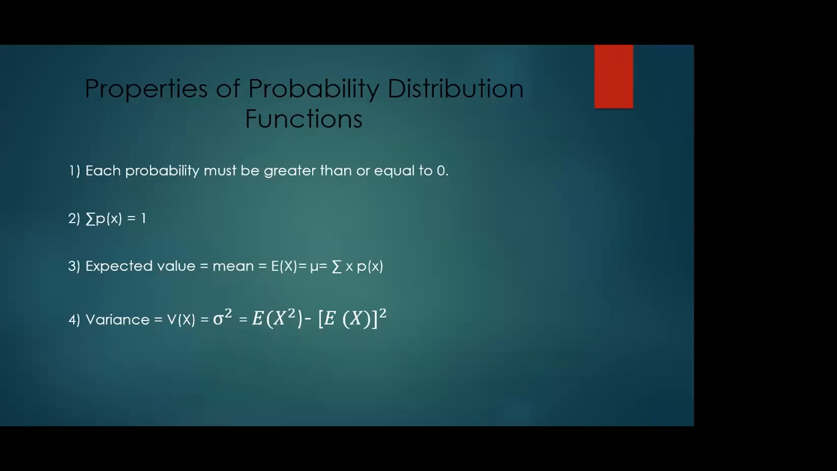And you know that in order to find your standard deviation, all you have to do is find the square root of the variance. So once you find your variance, you just square root it and you get your standard deviation.